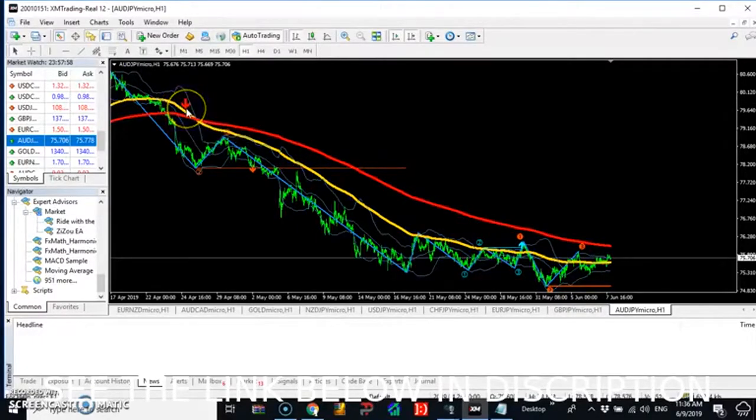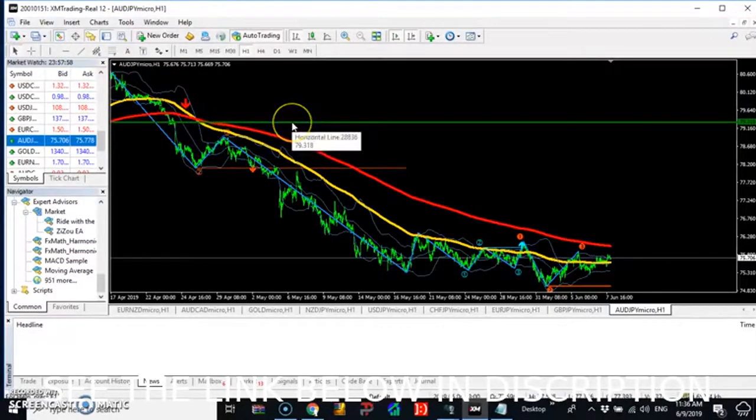Now this arrow, when you hear the sound of this arrow, all you do is just pend the order on the middle band or below the arrow. When the arrow appears below, pend your order, and then you let it continue to roll.